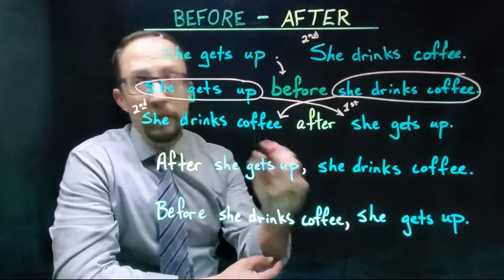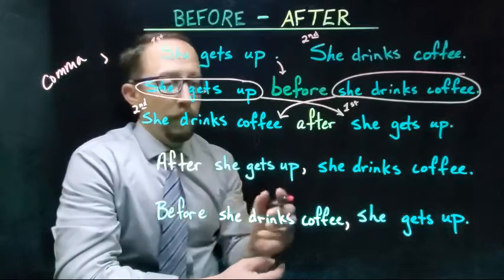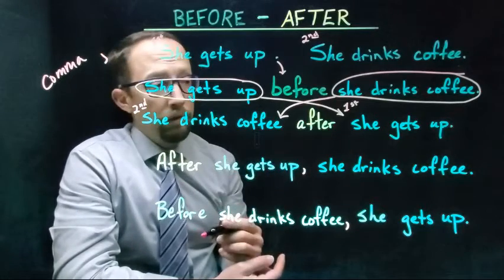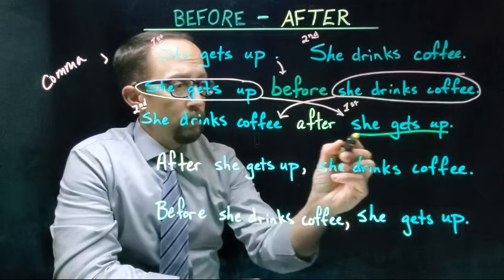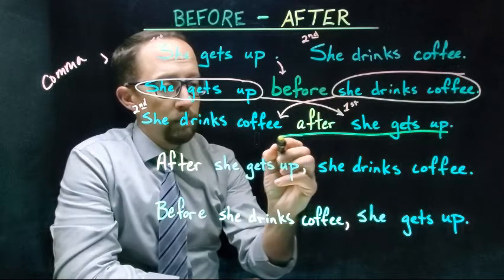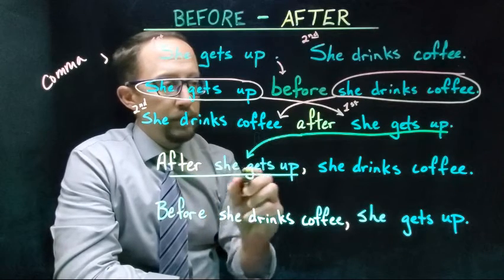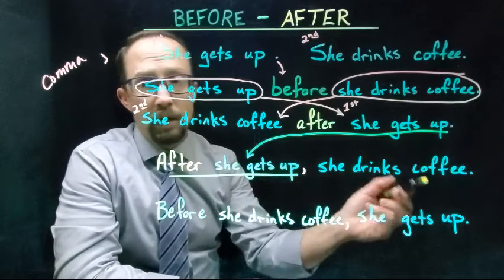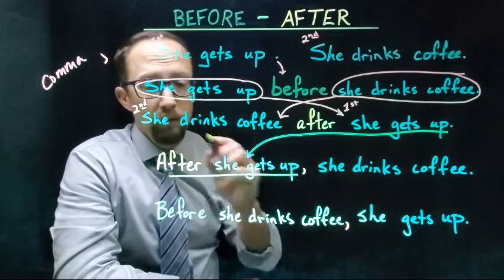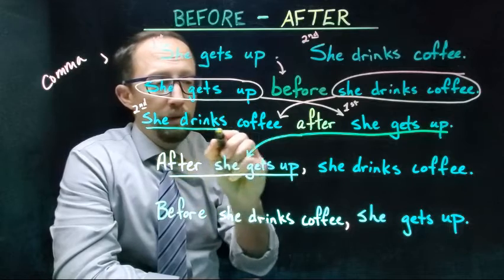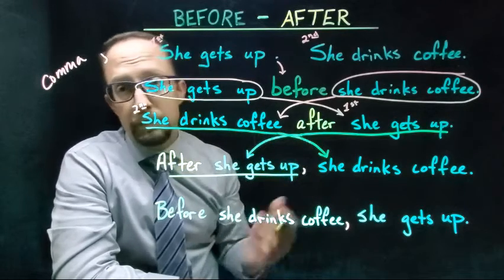With a comma, you can also change the order of the sentence. For example, you can take the end of the sentence and place it here. After she gets up, she drinks coffee. Of course, this part has to change also.